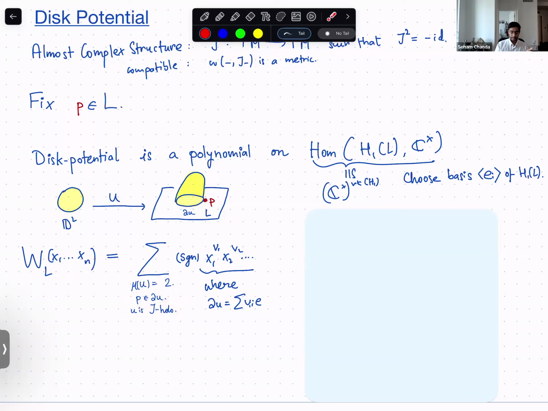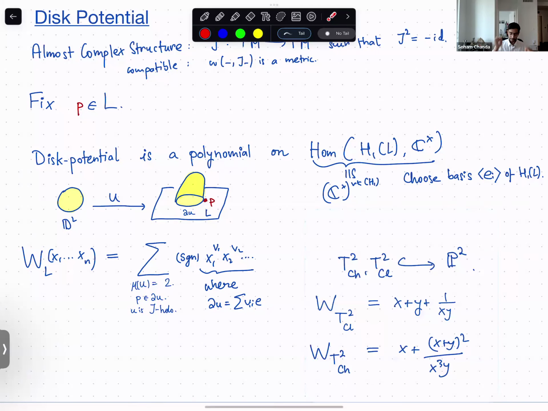You can see that asking a Maslov 2 disk to pass through a specific point on the boundary becomes a virtual dimension 0 problem. So you can actually count them, and this is actually a finite sum. For every disk U, if you write out the boundary of U in terms of some basis of H1, let's say it is v1 e1 plus v2 e2, and so on, then the monomial of U is x1 to the v1, x2 to the v2, and so on.